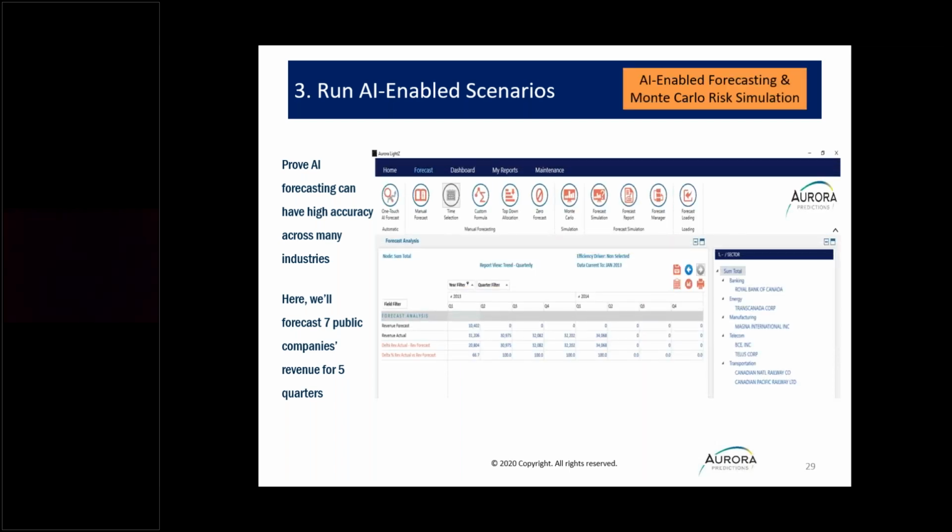So we have a different view here. We have a trend quarterly, and I want to show you the companies. These are going to be in banking, in energy, in manufacturing, in telecom, and in transportation. These are 5 different segments, industries, and we have 7 companies. And the time frame we're going to forecast is from the first quarter of 2013 to the first quarter of 2014.